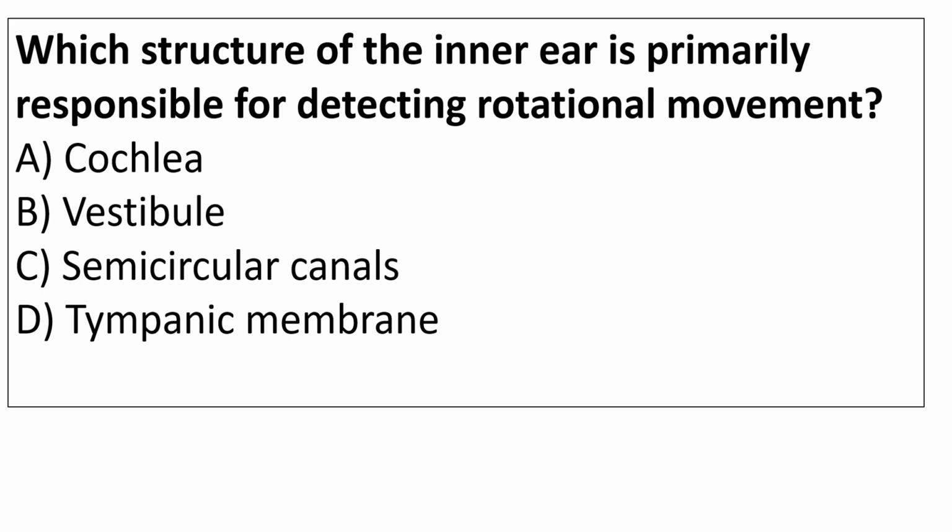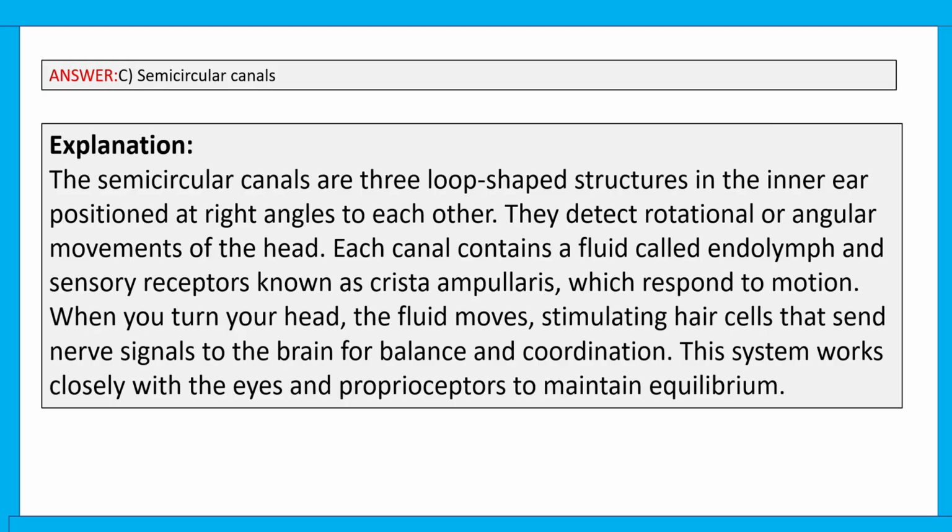Which structure of the inner ear is primarily responsible for detecting rotational movement? Option A, cochlea. Option B, vestibule. Option C, semicircular canals. Option D, tympanic membrane. The right answer is semicircular canals.